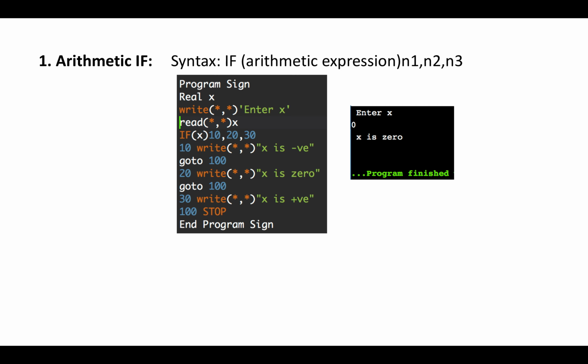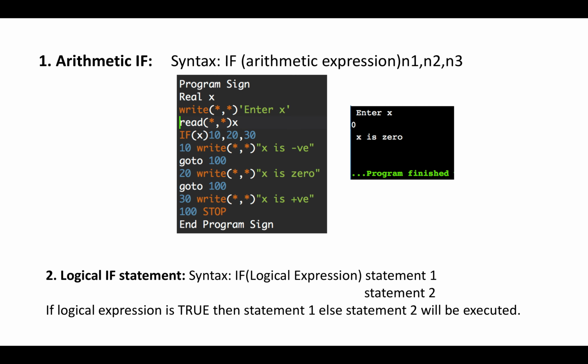Based on the sign of the expression or variable, it will go to label number n1, n2 and n3. Then is the logical if statement. The syntax of logical if is: if, in parentheses, a logical expression which generally has the value true or false, and in continuity in the same line we have statement number 1, and in the next line statement number 2. Now if the logical expression is true, statement number 1 will be executed, and if the logical expression is false, it will not execute statement number 1, it will directly jump to statement number 2. So this is the syntax and significance of the logical if statement.